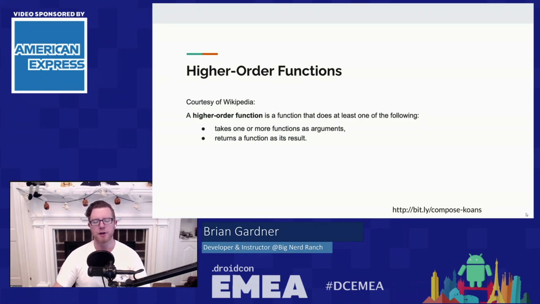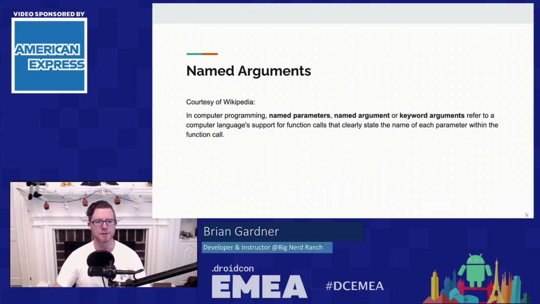Now, the other Kotlin feature that Compose heavily relies on is named arguments. This particular definition is also courtesy of Wikipedia. Shout out to Wikipedia there. Named arguments effectively means that when you call or invoke a particular function, you can specify the name of the argument that you're passing. Now, this has a couple of benefits. The first is that it makes it very explicit about the data you're passing to a particular function.